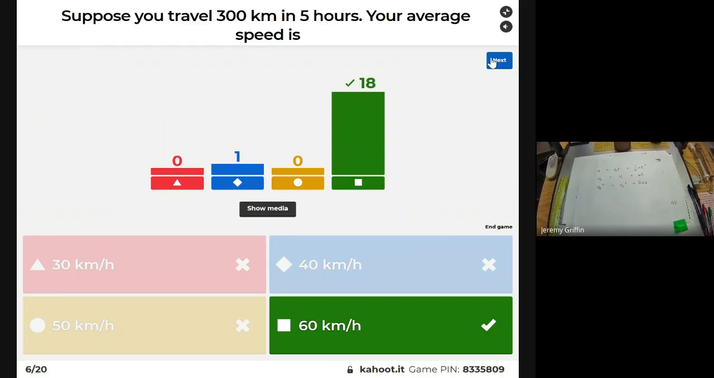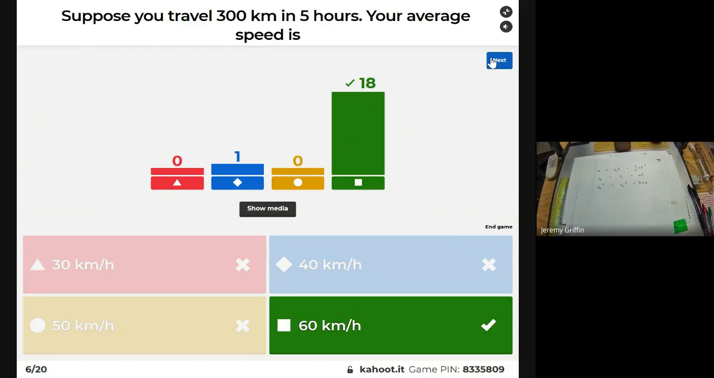Now, when we're actually applying these formulas up here, what kind of speed is this? It's not average, it's what? It starts with an I. Instantaneous. It's just like at that instant. So, like 99% of the time, I'm referring to instantaneous velocities.